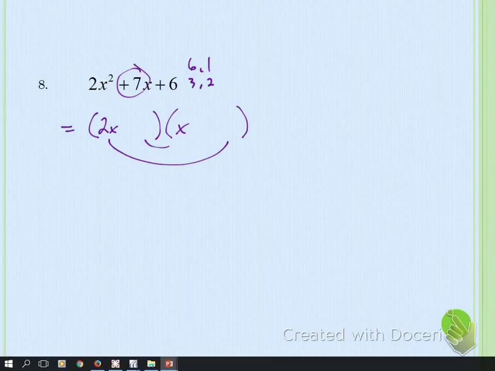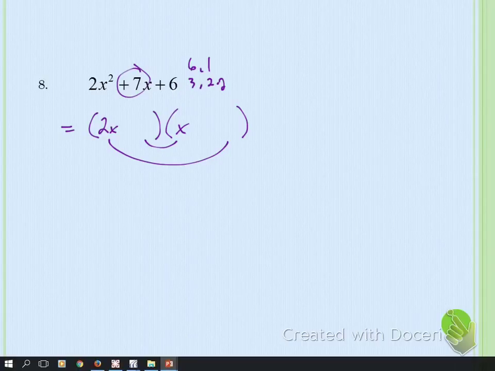I am going to draw my smiles, which tell me that I have to multiply one factor by 2, add the other one, and get 7. Well, 2 times 6 is going to be 12. 12 plus 1 is 13, not going to work. 2 times 1 is 2. 2 plus 6 is 8, not going to work. 2 times 3 is 6. 6 plus 2 is 8, not going to work.